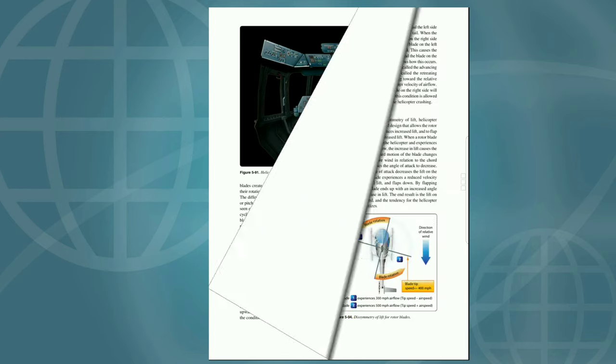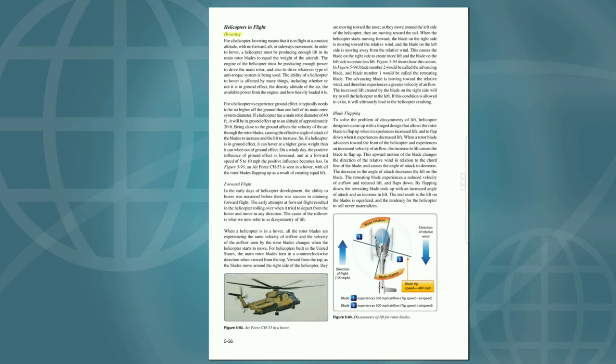5-55. Helicopters in flight. Hovering. For a helicopter, hovering means that it is in flight at a constant altitude, with no forward, aft, or sideways movement. In order to hover, a helicopter must be producing enough lift in its main rotor blades to equal the weight of the aircraft. The engine of the helicopter must be producing enough power to drive the main rotor, and also to drive whatever type of anti-torque system is being used.